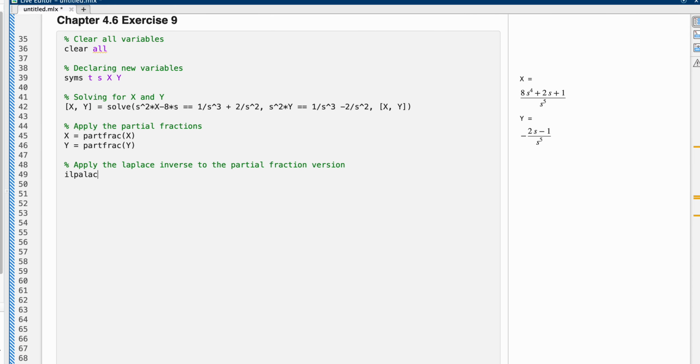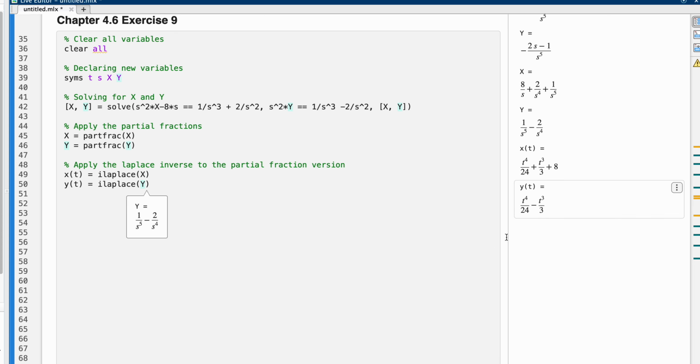So the inverse Laplace of big X would be our small x of t, and y of t is going to be the inverse Laplace of big Y. Then we press Control Enter and see what we get. We got the same thing as before, but if you weren't sure, we would check the solution by applying it back into our two differential equations.